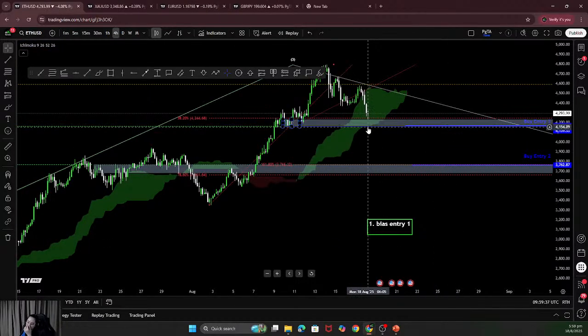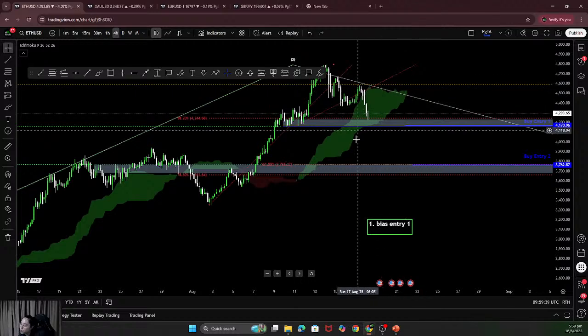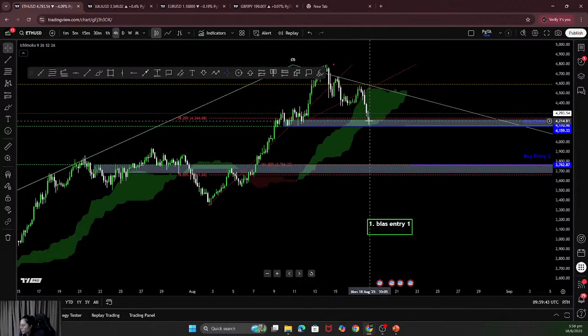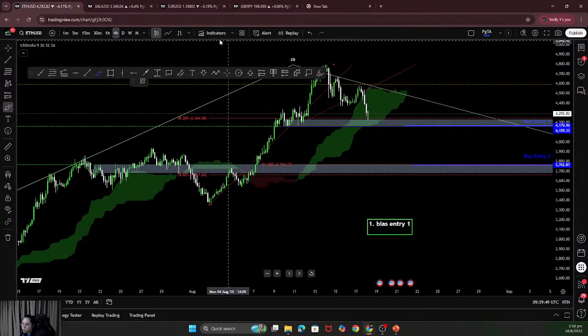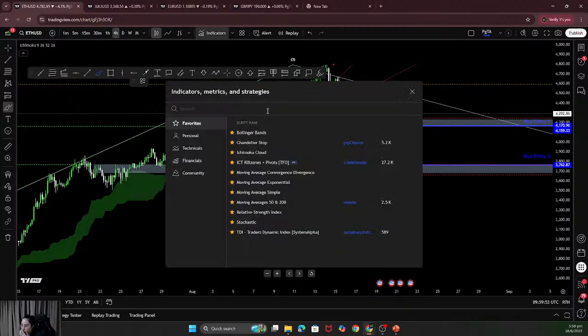Okay, so how Ichimoku works is that the cloud is a form of support resistance. So you can see that price is aligning with this resistance here. Okay, so I'm gonna have to come up with a conclusion anyways. Eventually I'm gonna have to come up with a conclusion. Give me a moment.